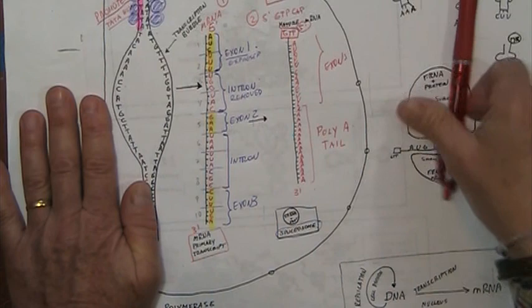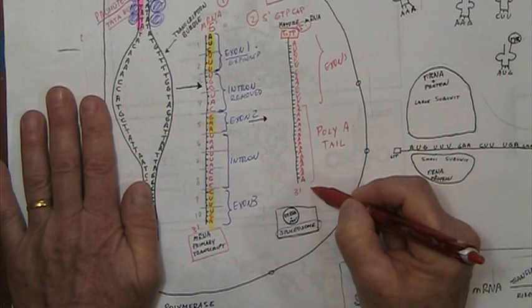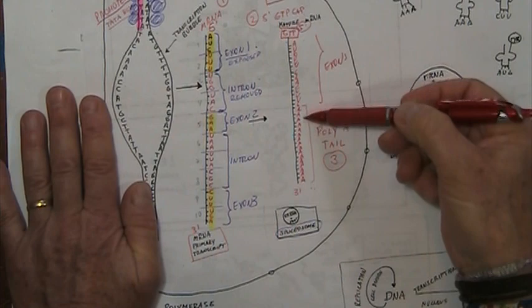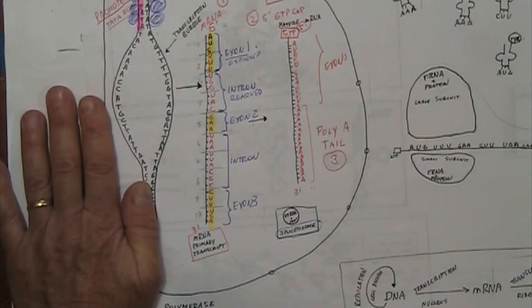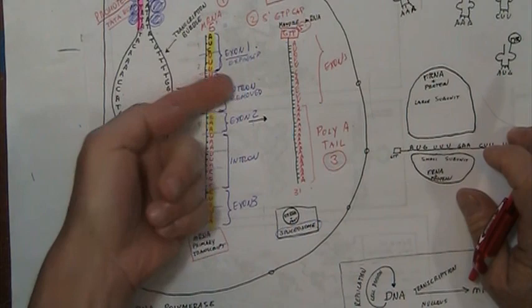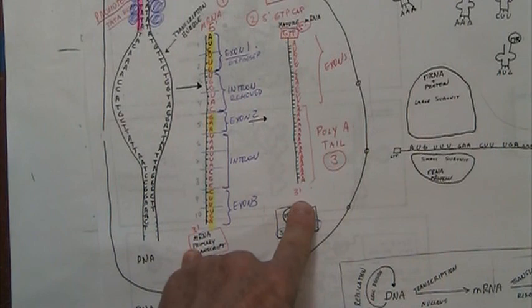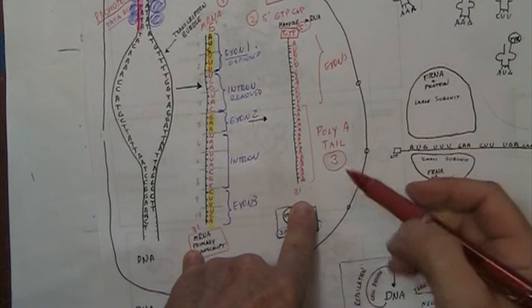On the 3' end, you add a bunch of adenines, and that is your third modification, which is called the poly A tail. So also with the idea of protecting this. Now that you have the 5 prime cap, the poly A tail, and of course that you removed the introns, this is called a mature messenger RNA, and now finally it is ready to leave the nucleus.